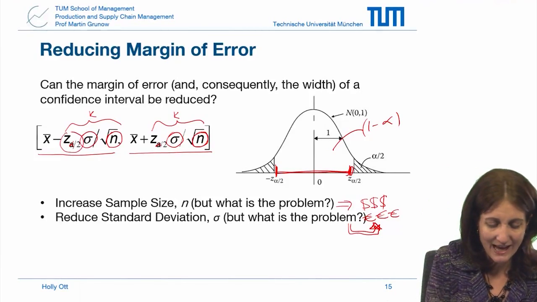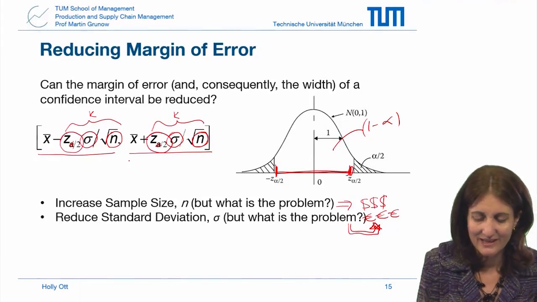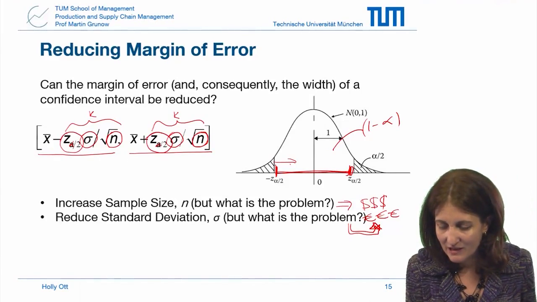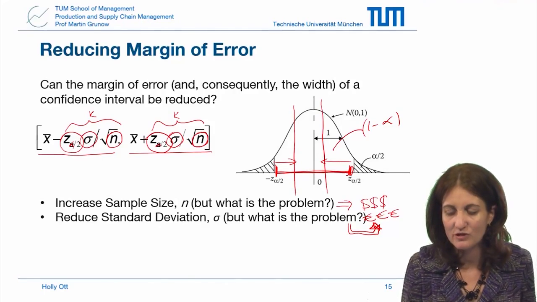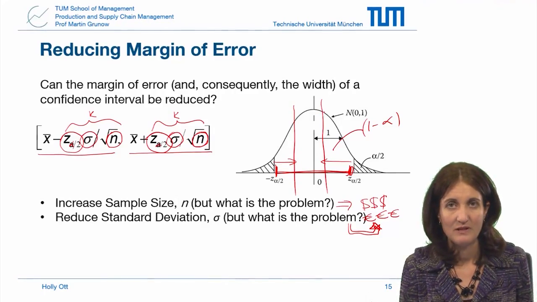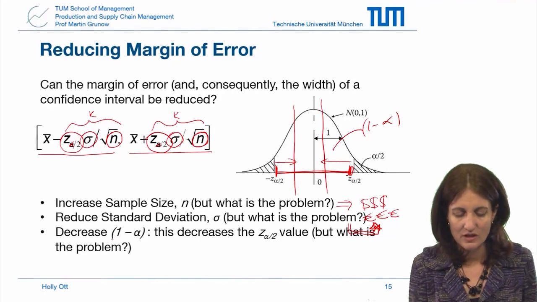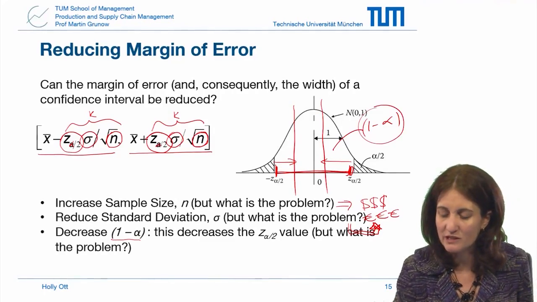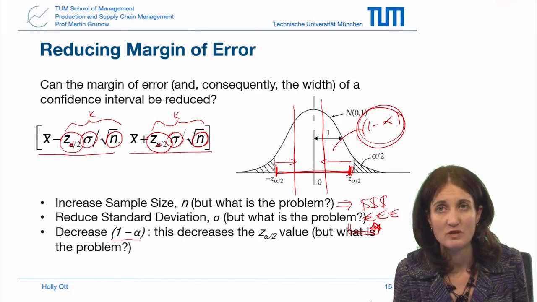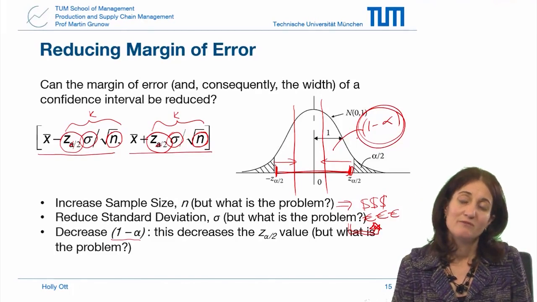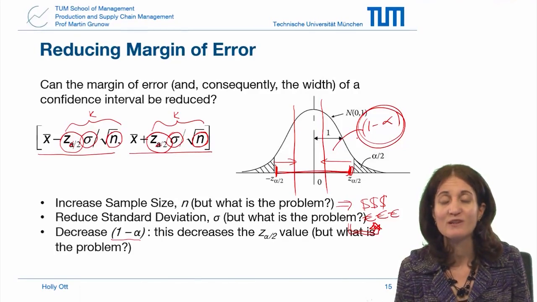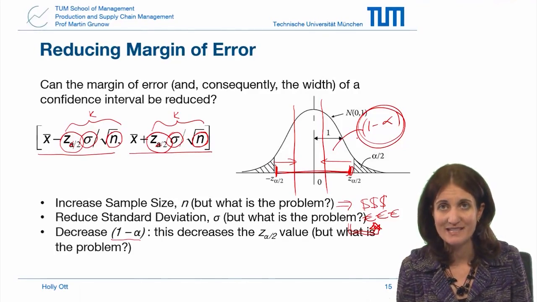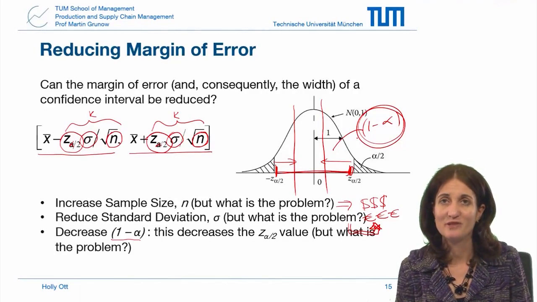I mean, you should all be eyeing our z values here. Now you think, great, if I reduce my z values, I can reduce my confidence interval. How do you do that? You need to decrease the 1 minus alpha. You need to make this probability smaller. But what does that do? The problem there, of course, is that then you only have an 80% confidence that your confidence interval based on your sample contains the true population mean.